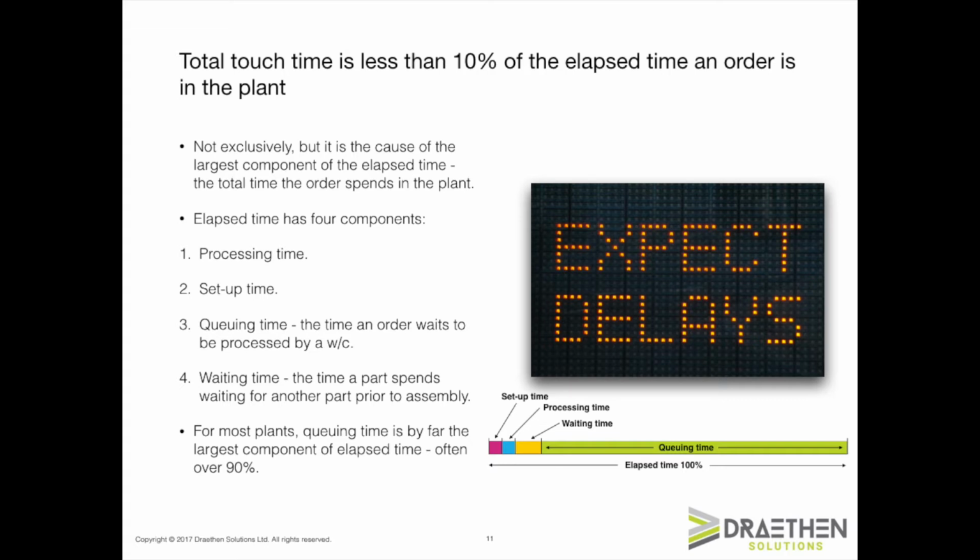Touch time was much less than 1% of the elapsed time in this plant. This wasn't an outlier either. I've encountered many plants where the ratio of touch to elapsed time is at least 1 to 99, or in other words, over 99% of the time the work order was in the plant, it was sat in a queue doing nothing of any use.